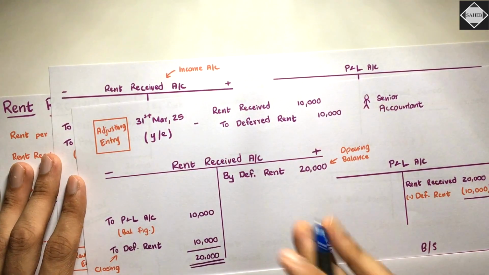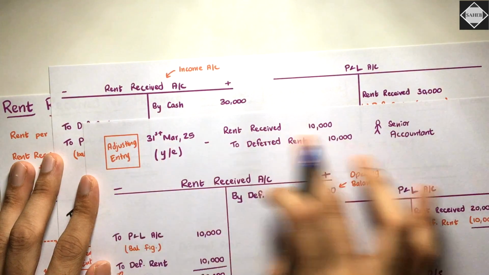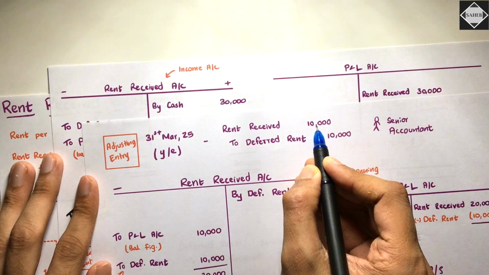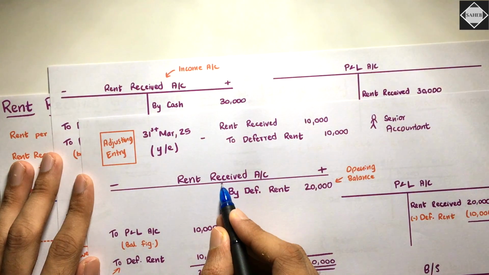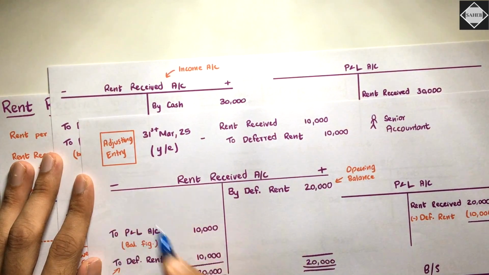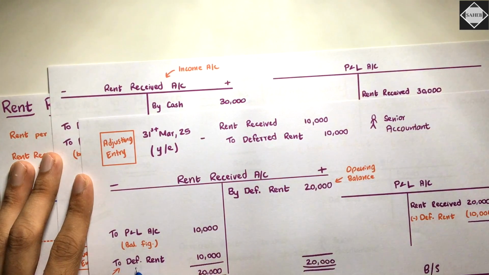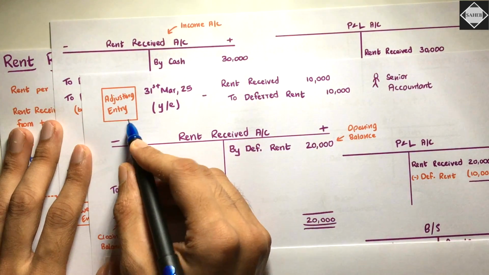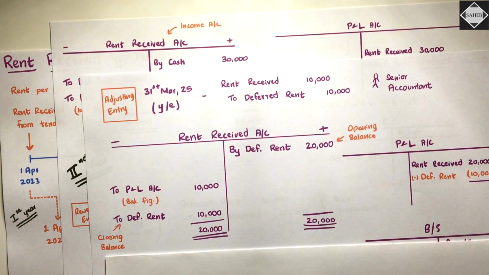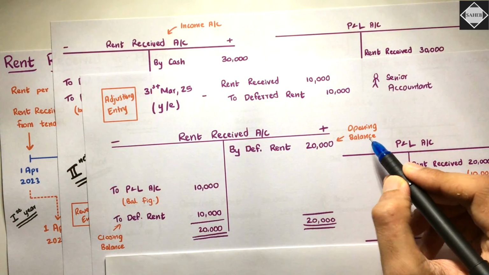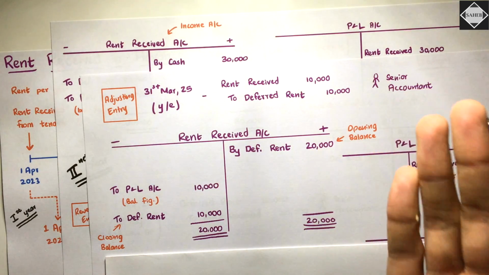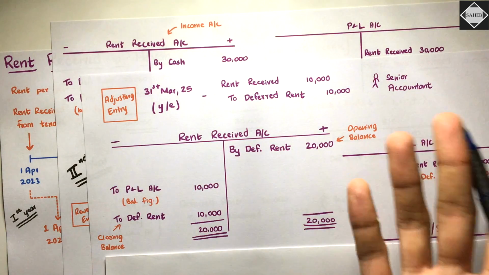And then adjusting entries. Adjusting entry was passed. In this entry, rent received was debited by 10,000 because of deferred rent, which means it was decreased by 10,000. Is that clear? And this is the closing balance, and closing balance happens because of adjusting entry. How? Understand, reversal entry is passed at the beginning of the year. Opening balance is caused because of reversal entry, and then adjusting entry is passed at the end of the accounting period. So that is why the closing balance is caused by the adjusting entry.